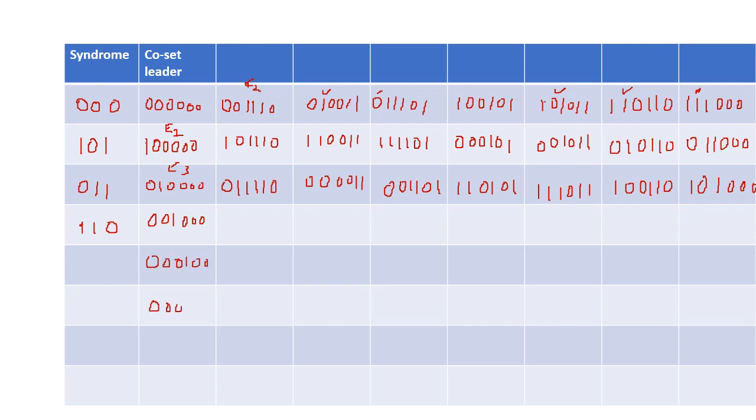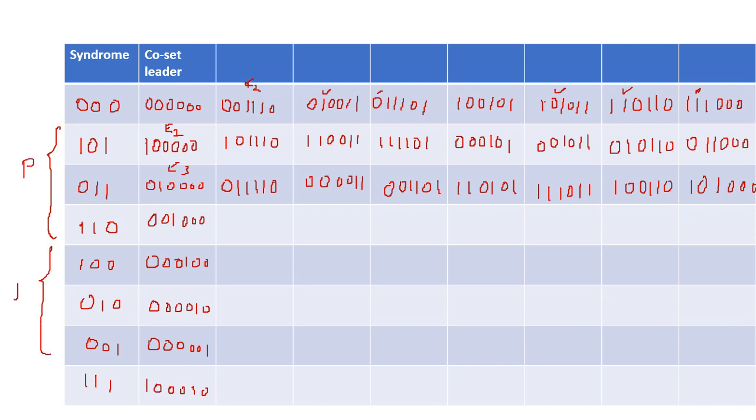Next it will be 0 0 0 0 1 0. The next will be 0 0 0 0 0 1, and the last one will be 1 0 0 0 and 1 0. And here we know this is the identity matrix. So 0 1 0, 0 0 1, and this will be 1 1 1. So these three elements in your syndrome are nothing but your parity matrix, and this is nothing but your identity matrix, and we are going to do the XOR operation and complete this table.